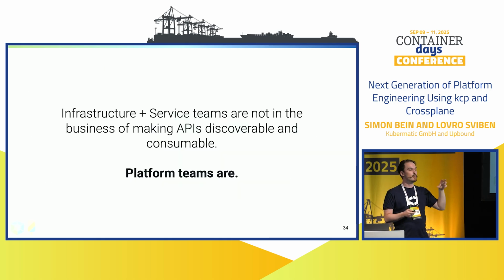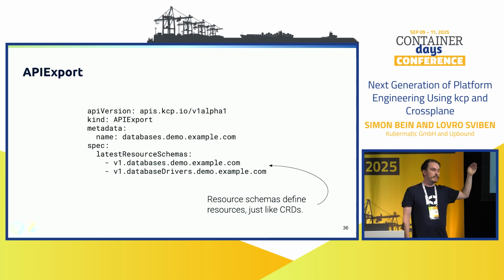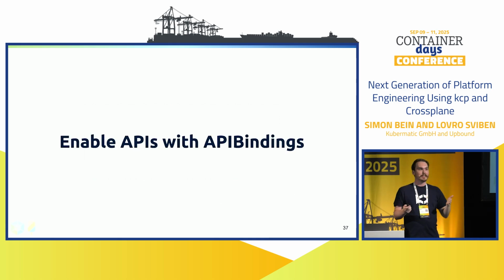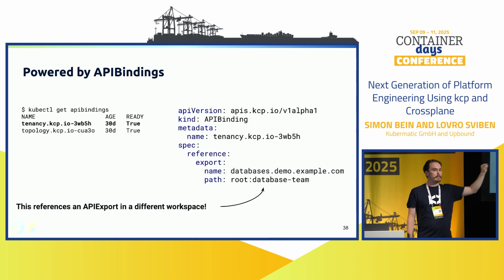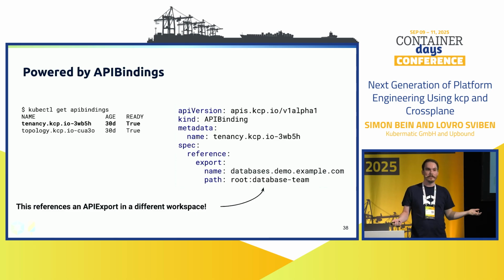Now, let's look into how we do this a little bit more in practice. The API export is really as simple as this. It essentially contains a list of resource schemas. Resource schemas are a wrapper around CRDs, with the exact same structure as a CRD. It's a list so that we can export multiple APIs at the same time, which can be desirable. The counterpart is equally simple. We just have a reference in there, and in the reference you can see the path, the exact path from the slide with the tree, because we need to tell KCP where it can find the API export it's supposed to match.